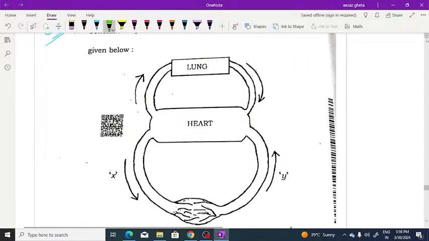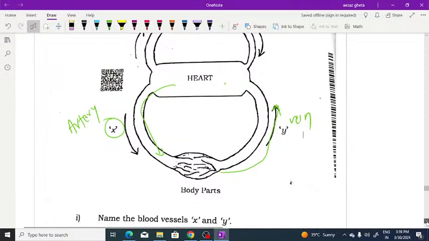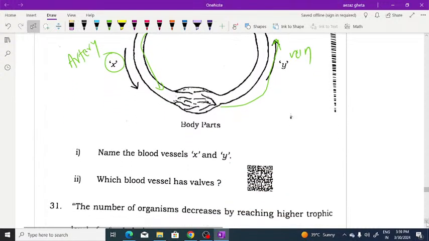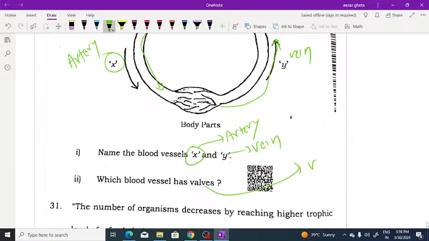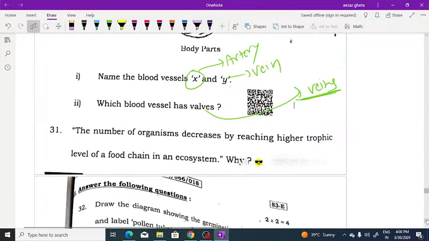Next, the blood is going from the heart to all the parts of your body, so it is artery, and from all the parts it is coming back, so it is vein. So X is artery, Y is vein. Which have walls? Veins have walls. Did you write this answer? Veins have walls.